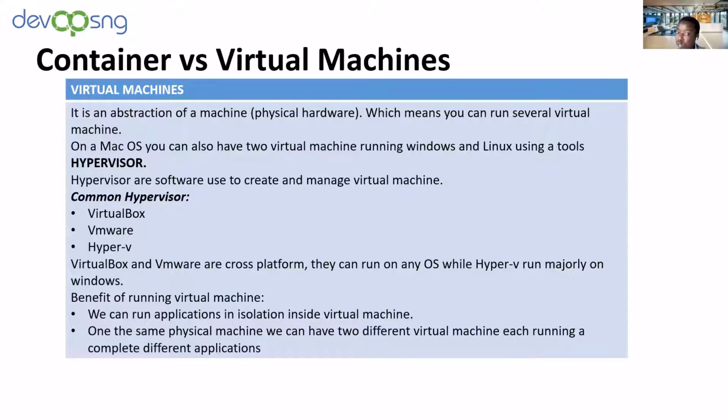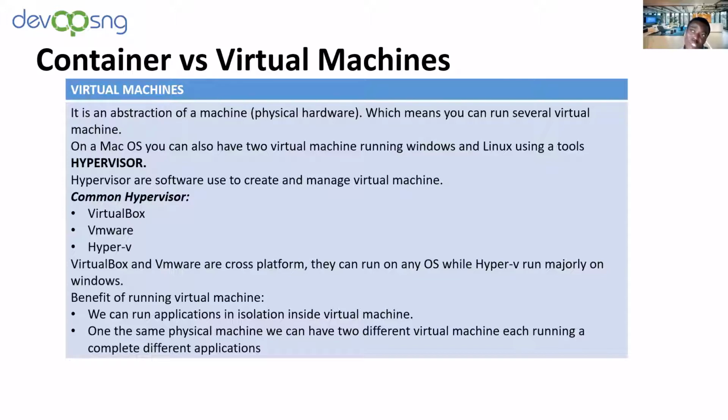Hypervisors are software used to create and manage virtual machines. When you're talking about a virtual machine, what it means is that my system now is a Windows machine, and I want to run an application on maybe another operating system, be it Linux or Mac or any other. The first thing I'll do is install a virtual machine on that Windows operating system. The virtual machine will stay on that Windows operating system.